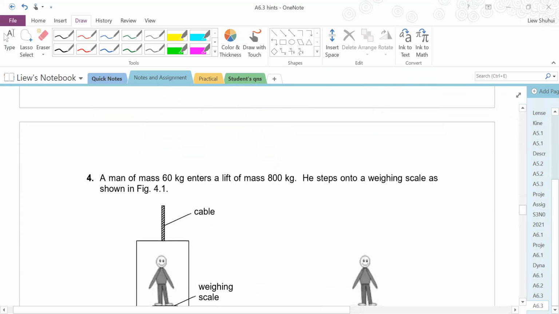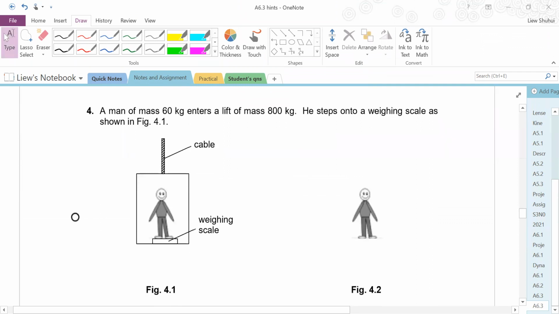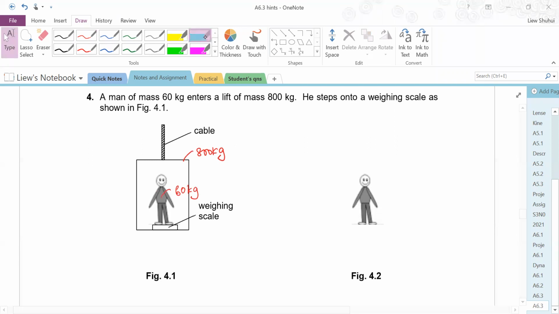Next, a man of 60 kg enters a lift of mass 800 kg. So the lift itself is 800 kg. The man over here is only 60 kg. The man steps on the weighing scale as shown in figure 4.1.